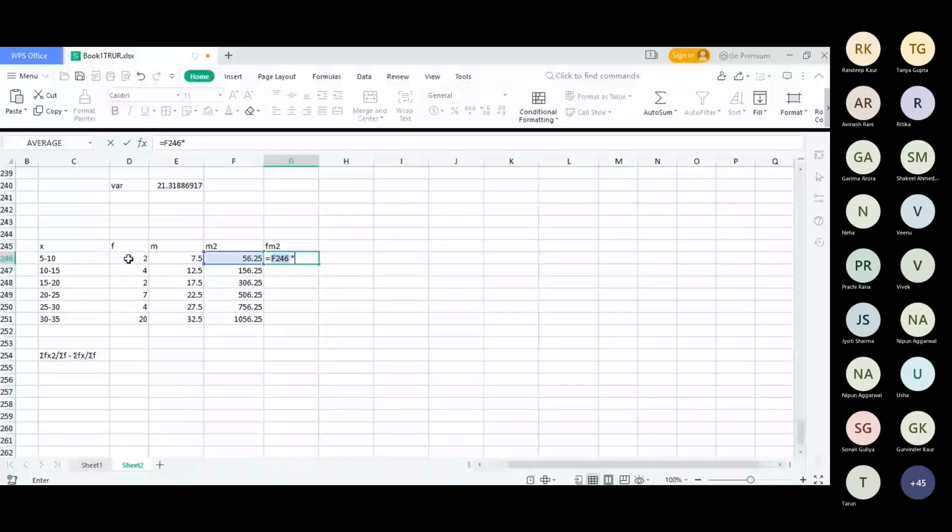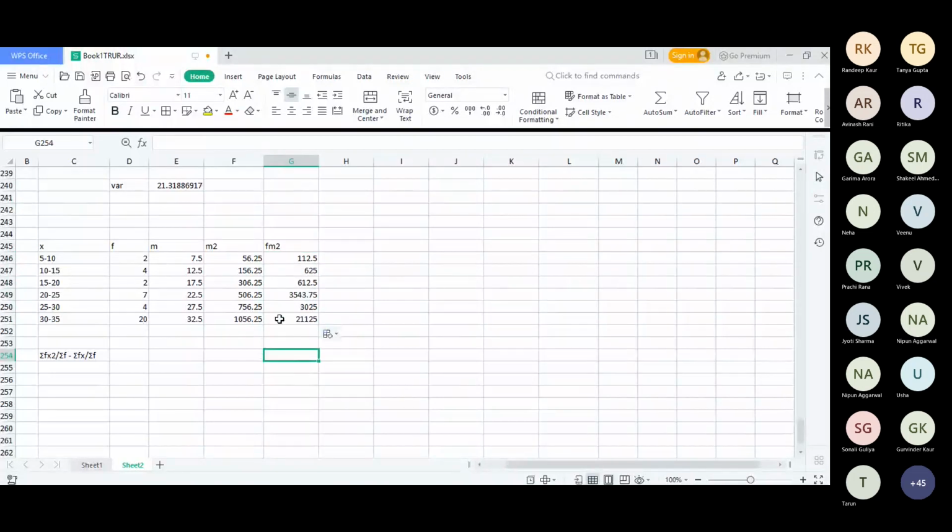So this is your fm square. So these values become your fm square values. Now you have to add all these values. Once you have this fm square, you have to make the sum of all these values. So let's add now. So this will be the value of summation fm square, and then summation f. So you have to make this summation f.